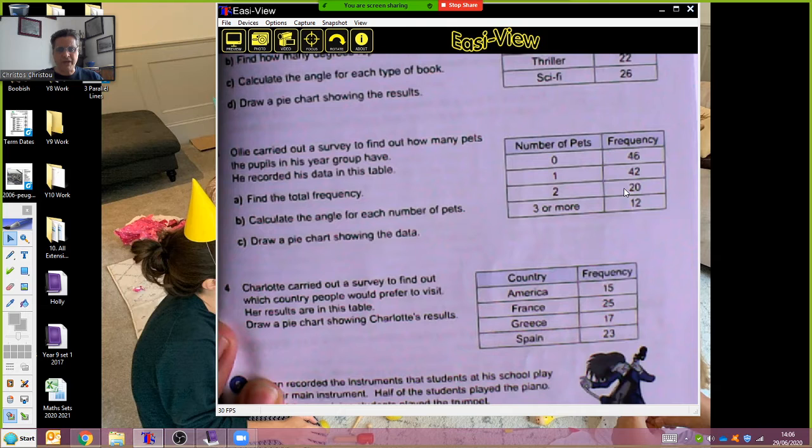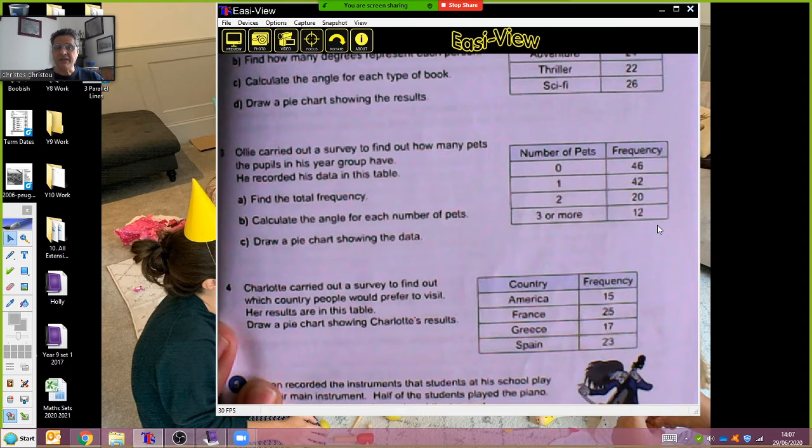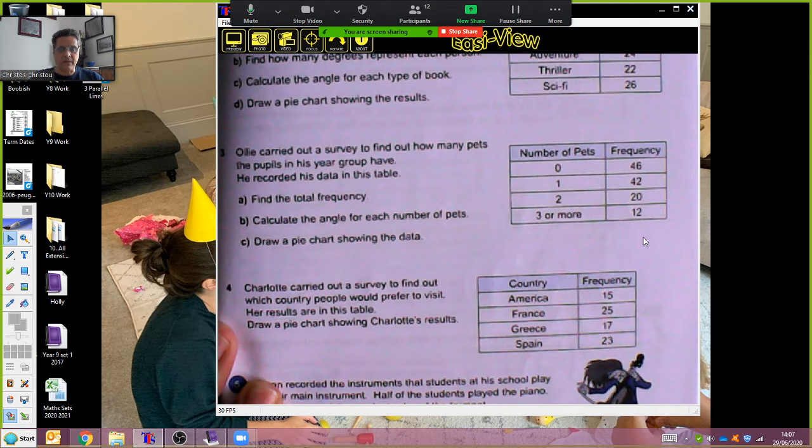Well, the way I would do it is for 0 pets, 46 out of 120 times 360. That works. Great. So that's fine. And for this one, for 1 pet, it's going to be 42 out of 120 total there times 360. I much prefer that. Now let me go on to Charlotte's question.